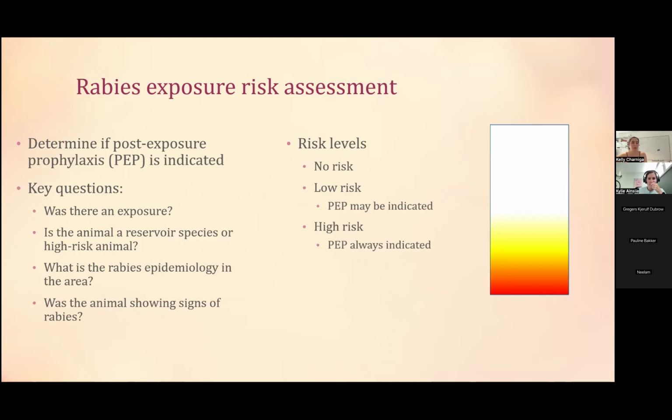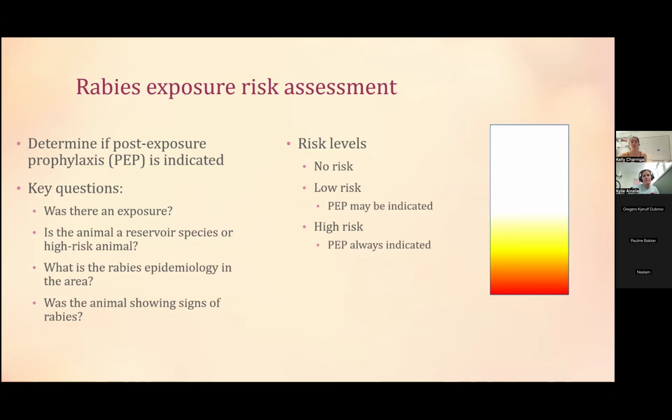Okay, so what do we do about this? In the US, where rabies is endemic, we do risk assessments for exposures. We want to know if you have to give PEP, which is post-exposure prophylaxis. That's the vaccine. Usually you give a vaccine before someone's exposed, but in the case of rabies, it's after.